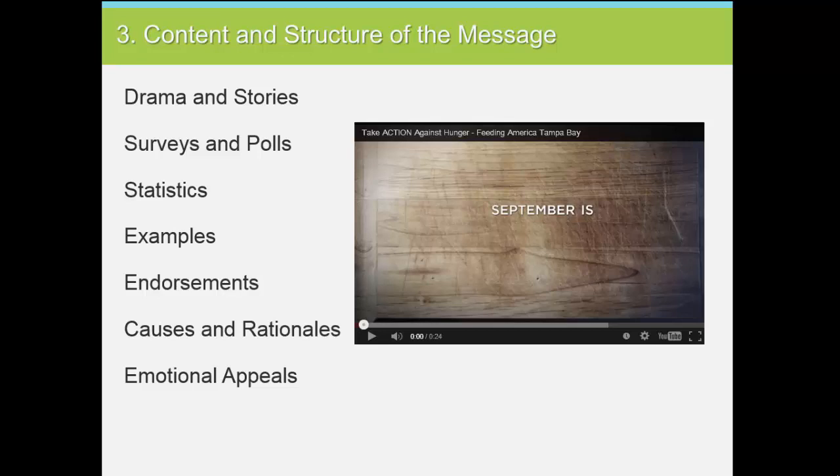Take a look at this ad for Feeding America Tampa Bay and note both the simplicity of it and the 2 interesting facts it contains.